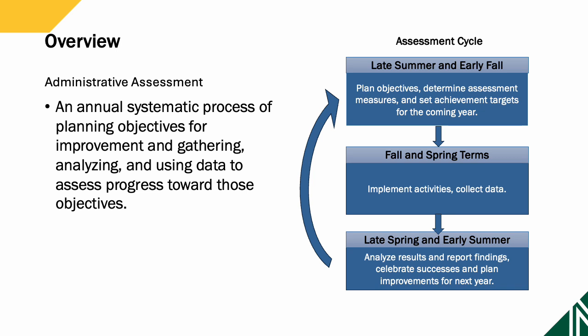At the beginning of the year, your unit plans objectives, measures, and targets that will help it better achieve its goals and mission. During the year, you will implement the objectives, carrying out the activities or improvements intended to help you achieve your objectives. You may also want to collect data along the way.